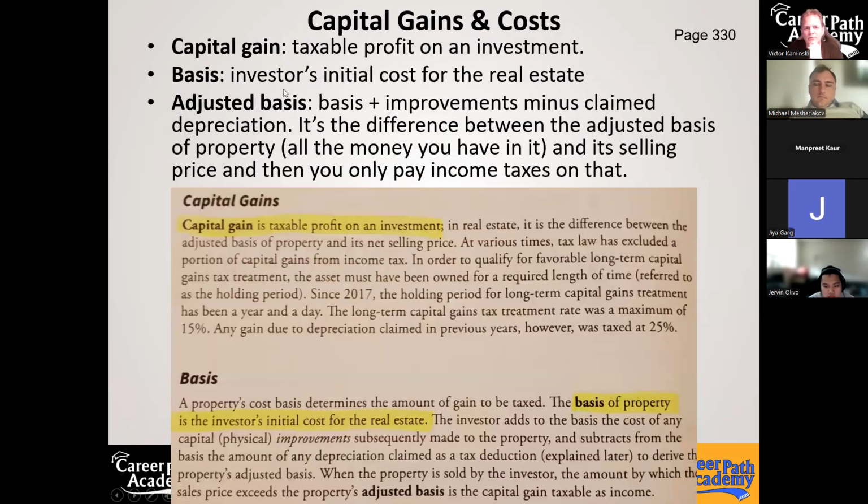So let's highlight: capital gains is profit on an investment. And a basis, this is investor lingo we're learning now. A basis is the investor's initial cost for any investment. In this case, we're investing in real estate, so it's their initial cost to buy the real estate. Now, if you dump any money into that real estate to fix it up, you could add to your basis, your base price, any improvements, any additional money that you dumped into that property. And then this is known as the adjusted basis.